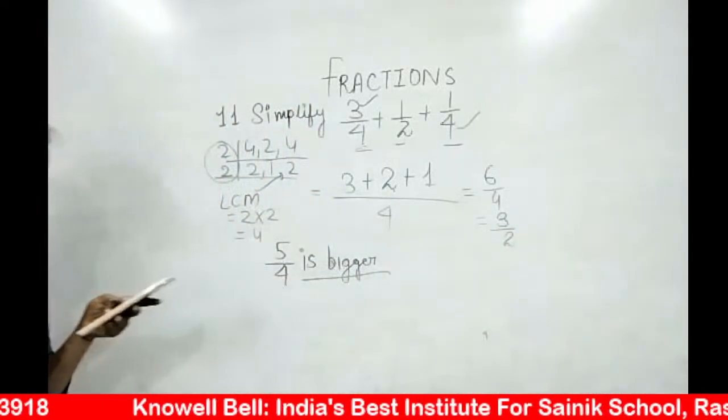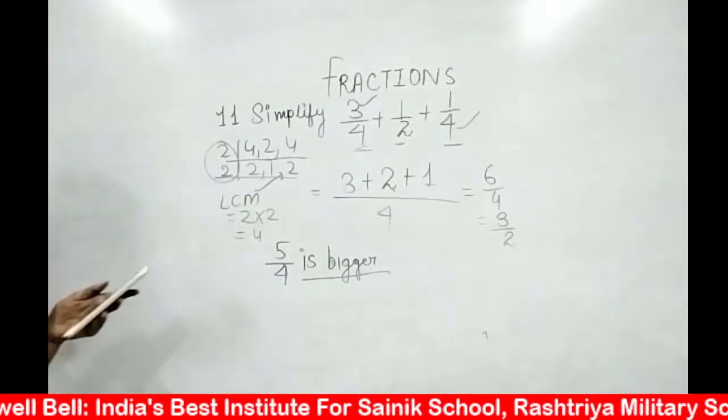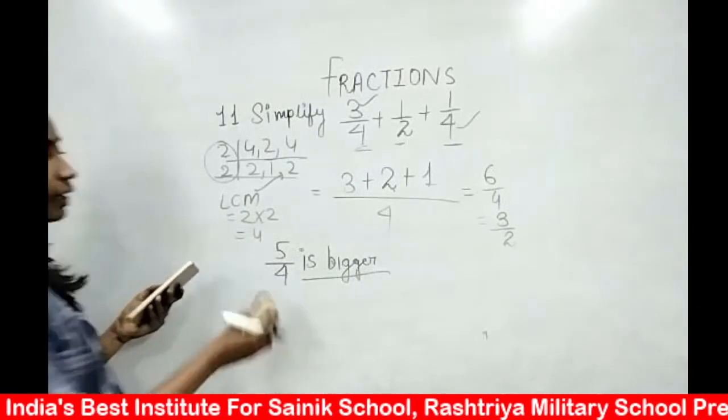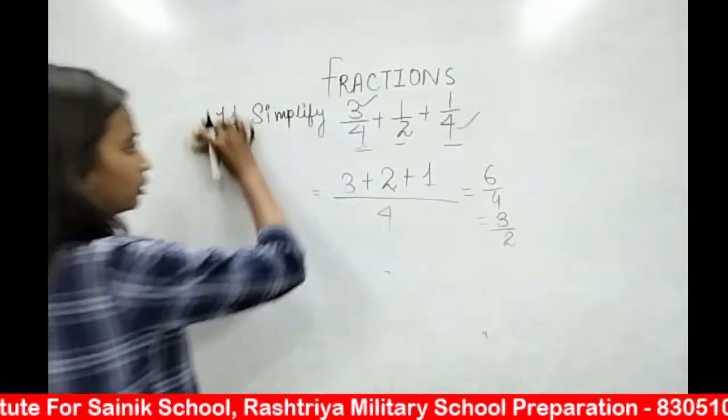Clear to everyone? Good evening Viren. Viren, I am saying Heman. 3 by 2 is the correct answer. Okay?